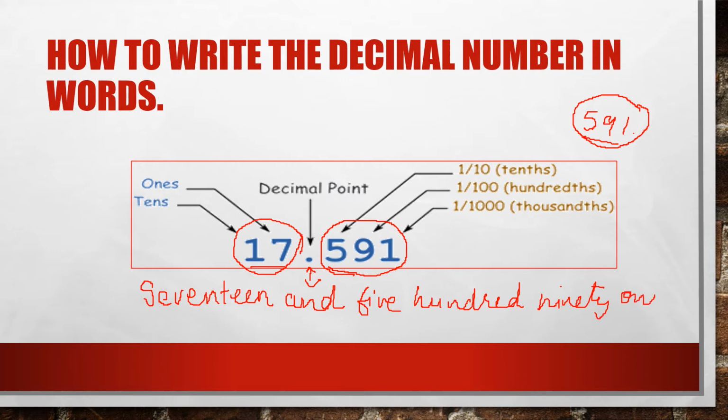But after that, there is one very important thing: we will be writing the place of the last digit of this number. So which is the last digit here? That is 1. And on which place is it? It is on the thousands place. Can you see? So that means I will be writing 591 thousands.